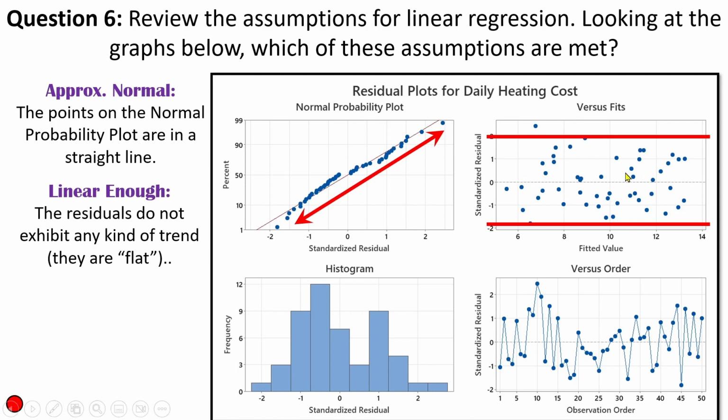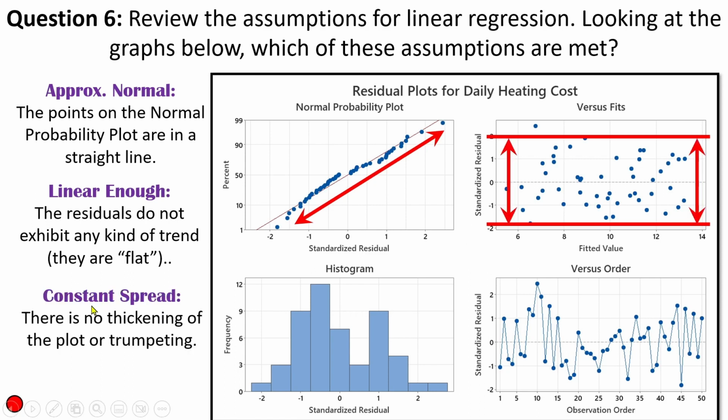So for example, if this data cloud was oriented so that it looked like there was a positive slope, that would be a violation. You would say, no, the original X versus Y was not linear enough. And we can see that because there's a trend in the residuals. You want to see no trends in those residuals. And here, that is definitely the case. We see no trends in these residuals. So that's the linear enough condition.